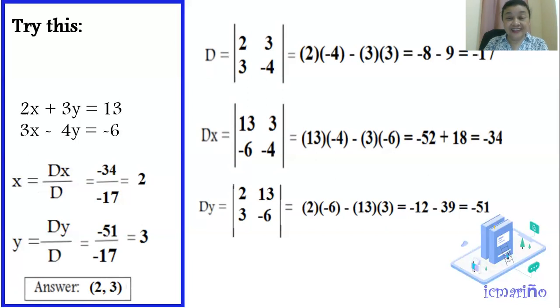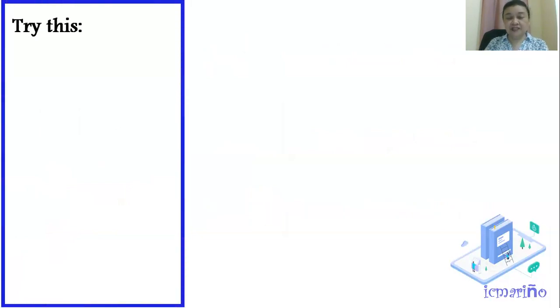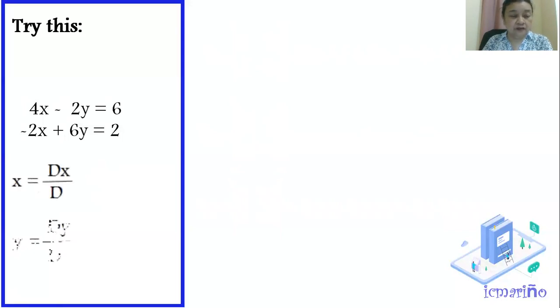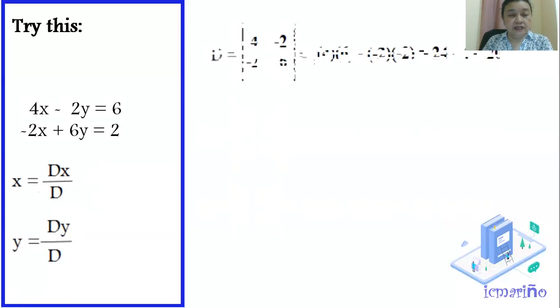Okay, did you get the answer? Did you get it right? Very good. Very easy. Okay. Wait, another one. Okay, you try this again. For x minus 2y equals 6 and negative 2x plus 6y equals 2. Okay, so our formula. Kayo nga pala ang gagawa niyan. Sige, bonus yan. You try dx and dy.